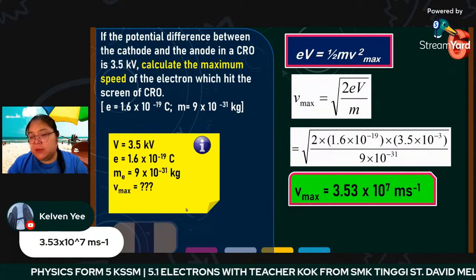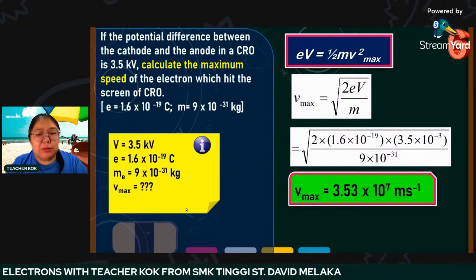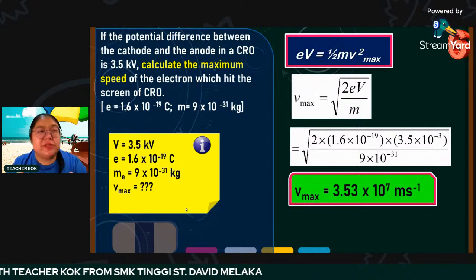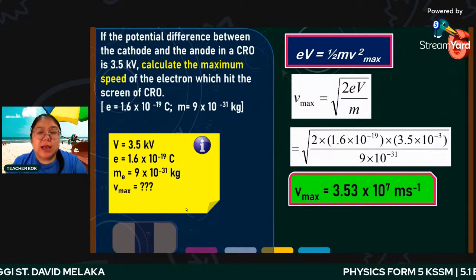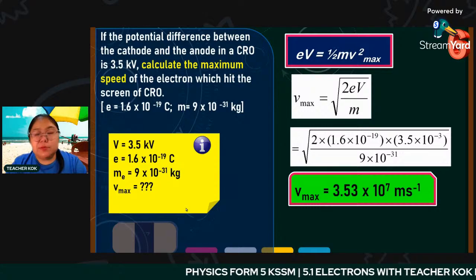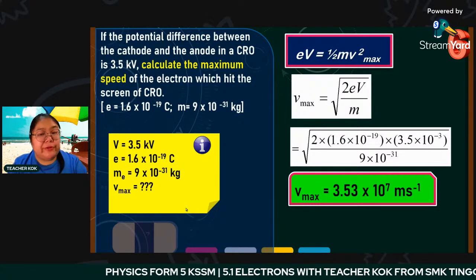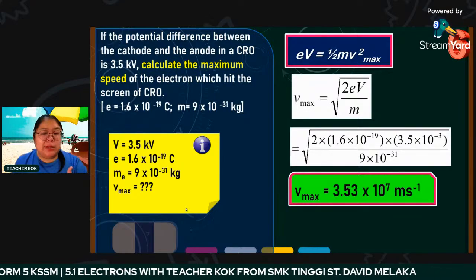Normally the velocity power is a positive one because they move very fast. How come the power is negative? Negative means very slow already. So remember, when you do the calculation for velocity, the power must be positive. Positive means the electrons move very, very fast. So this one should be the answer for number 6.